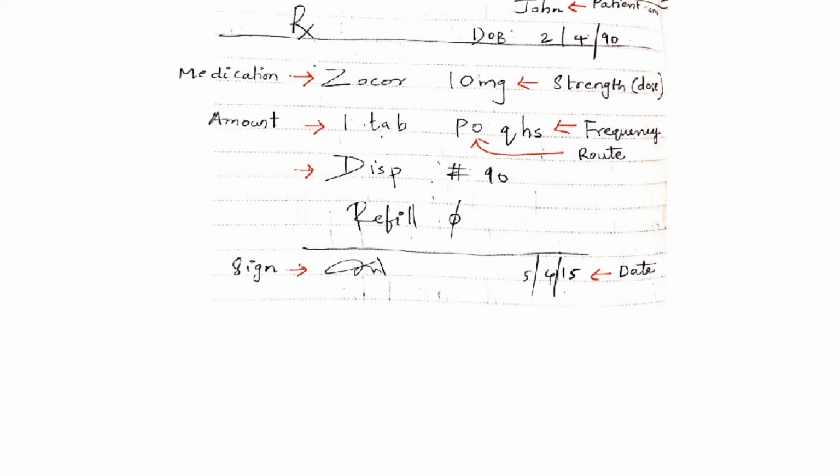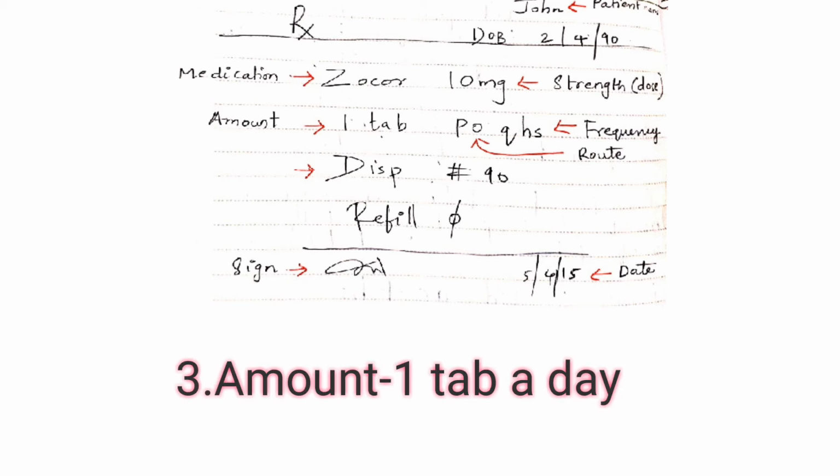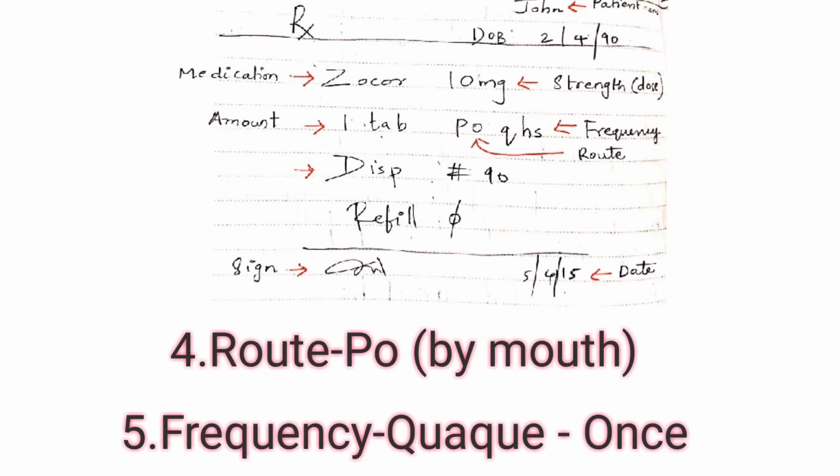Next thing you see here is 1 tab, PO QHS. Here 1 tab is the amount. PO is the route of administration. PO means by mouth. QHS is the frequency of administration. QHS means at night. So this means that the patient has to take Zocor 10 mg tablet by mouth at night every day. Many frequencies indicate how often a person should take the medication.